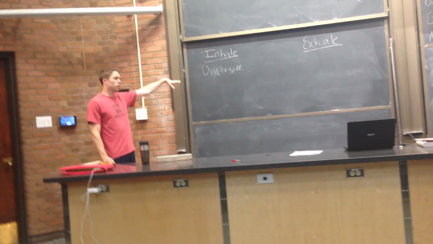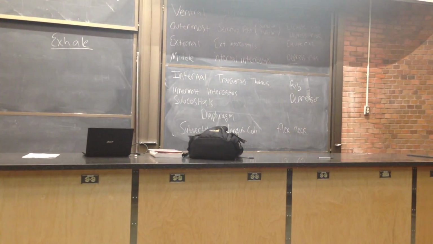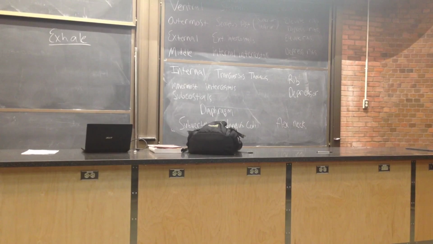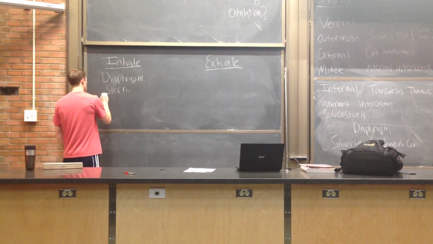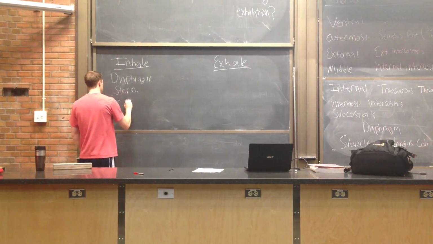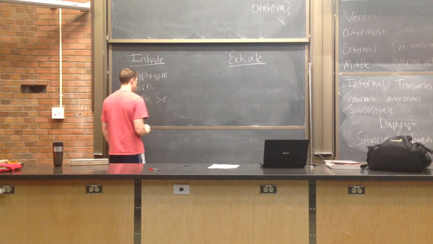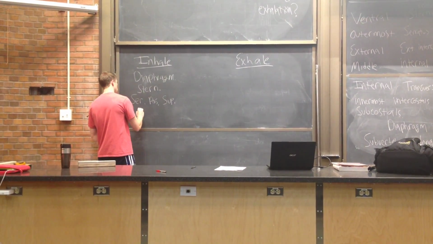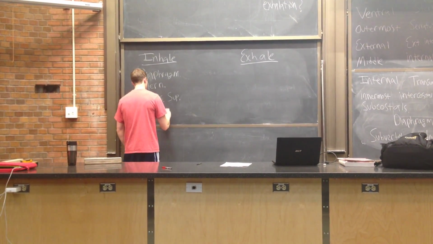So the other ones we're going to look at are the rib elevators. So who do we have? Sternalis. Who else? Serratus posterior superior, and external intercostals.